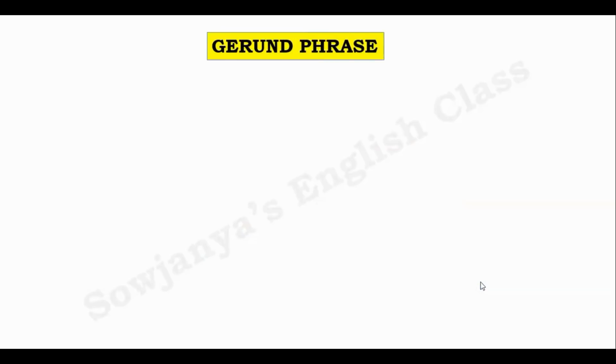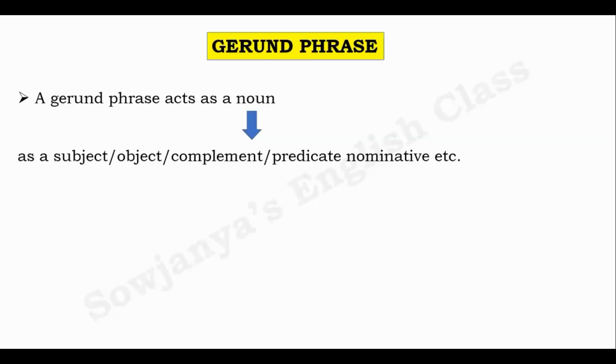Next one is the gerund phrase. A gerund phrase acts as a noun. We all know that gerunds are ing forms of verbs which act as nouns. It can be a subject, an object, a complement, a predicate nominative, etc.